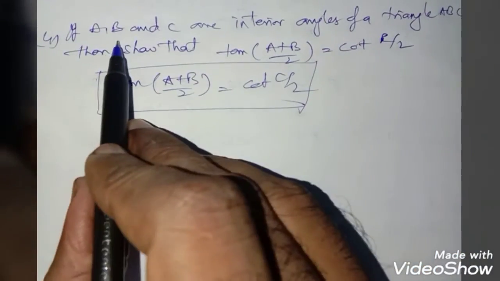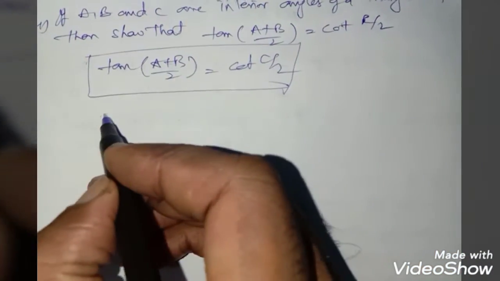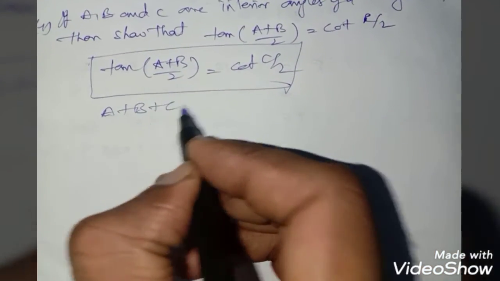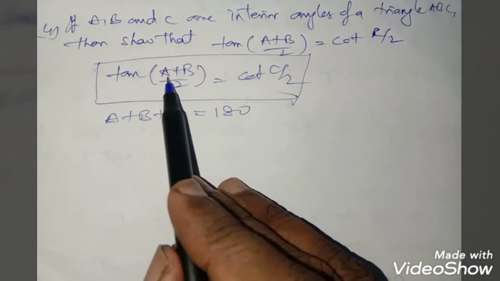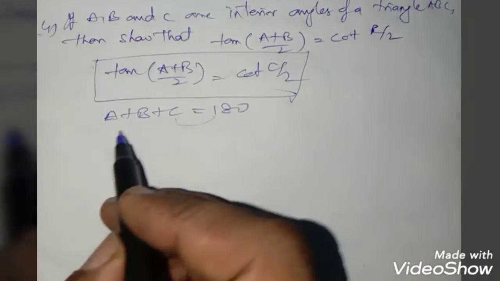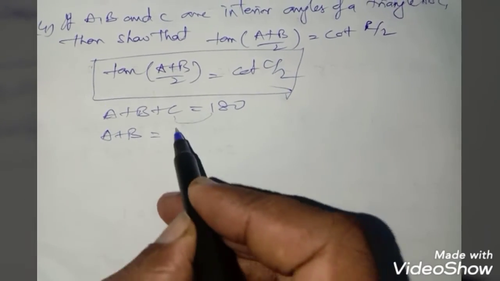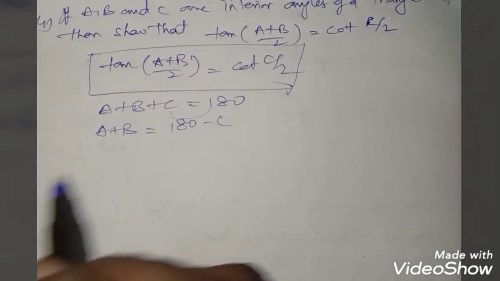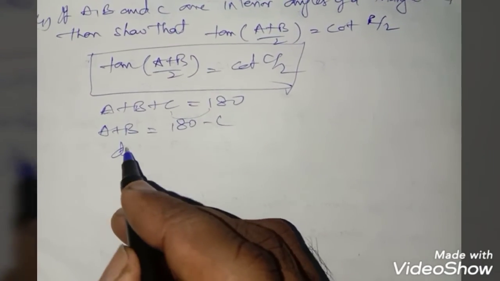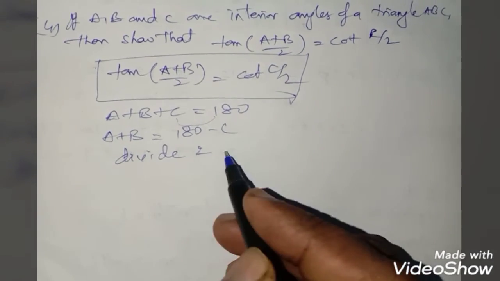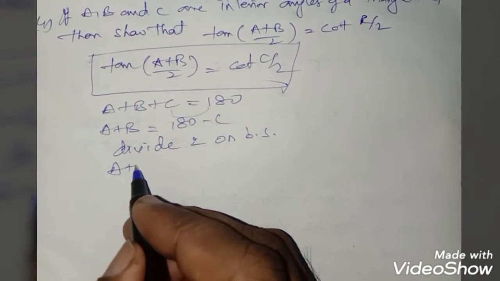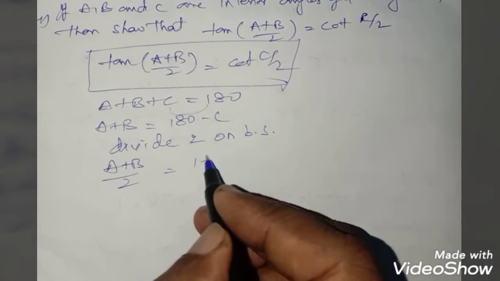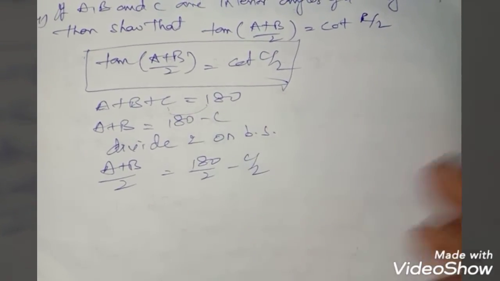So what they have given is that A, B, C are the interior angles. We know that the sum of the three angles is equal to 180 degrees. On the left side it is in the form of A plus B, so I can send the C here. So you'll get A plus B is equal to 180 minus C. After that, what do we have to do? Divide by 2 on both sides. Now if I divide by 2 on both sides, you will get (A plus B) by 2 is equal to 180 by 2 minus C by 2, right?